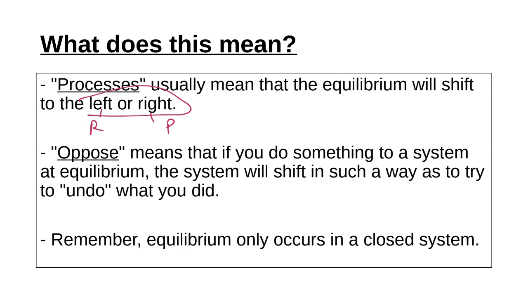So one thing we have to remember is that equilibrium only occurs in a closed system. And this is why we can see these changes: as long as there is a lid on the system and we see them reach equilibrium again, we can see the effects of these changes.